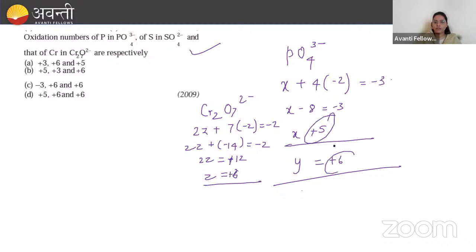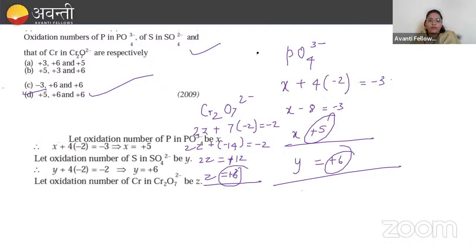So plus 5, plus 6 and plus 6 oxidation state. So option D is the correct answer. Right? Option D is the correct answer here. Any doubt in this? Do you know how to solve the oxidation state problem? Yes?